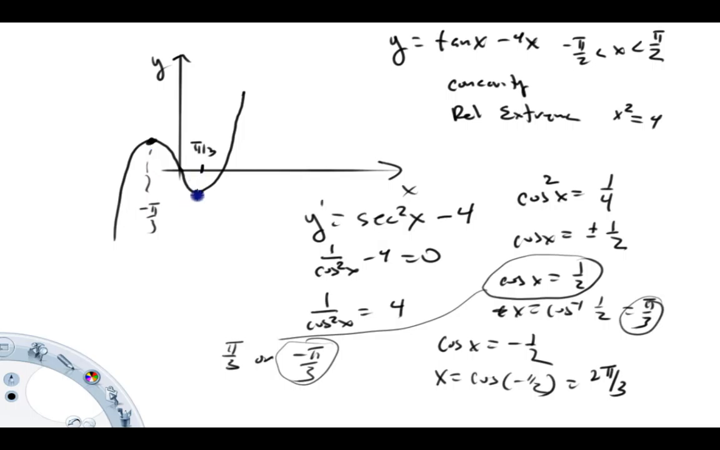All right, the y value here, the min value, we can get by just taking our pi over 3 and running it through our function. So that's going to read tangent of pi over 3 minus 4 times pi over 3.